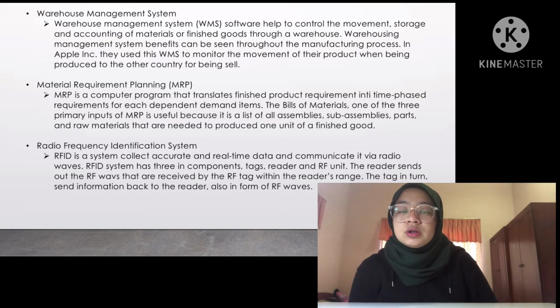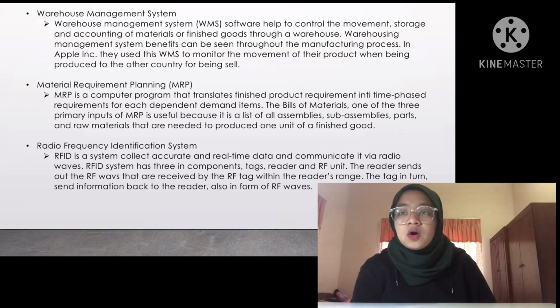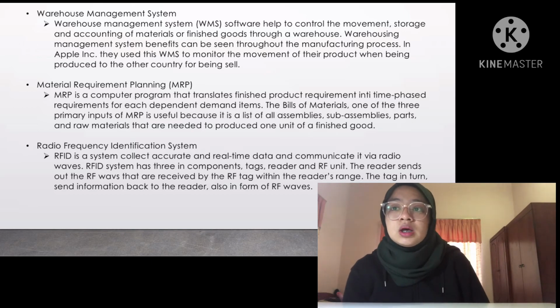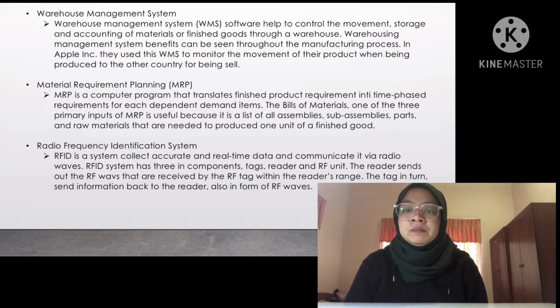So Apple uses this to list down all the parts, raw materials, and sub-assemblies of the products that they need to produce one iPhone or one computer as a finished good.